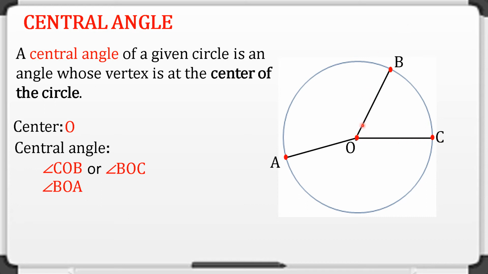COB or BOC. The other one is angle BOA or AOB. And the last one is angle COA or angle AOC. Again, remember, central angle is an angle whose vertex is at the center of the circle.